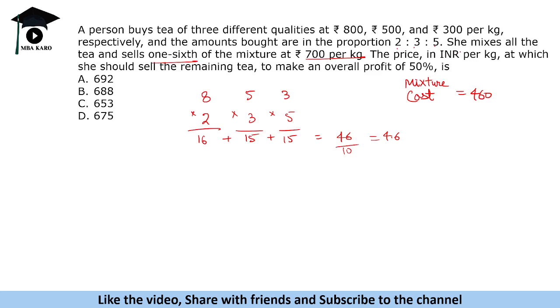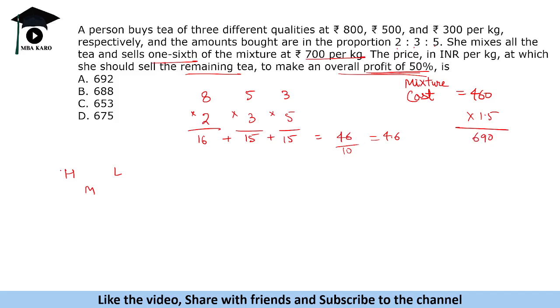Now 1/6 is sold at 700 per kg, and we need to sell the remaining to make an overall profit of 50%. Now what we have are three things, right? We have higher value, we have lower value, and we have the mean value. So higher value is given, one of the values is given as 700. Now what is the mean price that we should sell at? We should sell at a profit of 50%. So 50% profit means that we need to sell at an average price of 690.